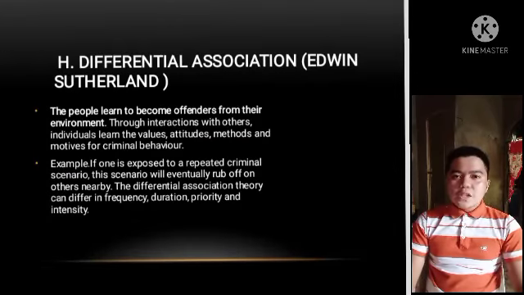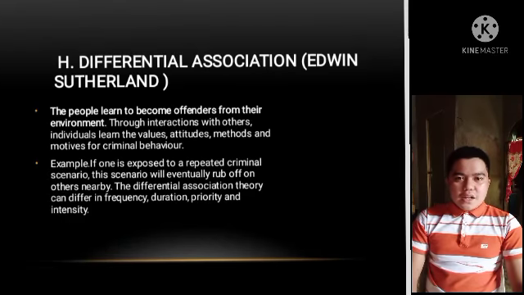Next, differential association by Edwin Sutherland. People learn to become an offender from their environment through interaction with others, and individuals learn the values, attitudes, methods, and motives of criminal behavior. For example, if one is exposed to a repeated criminal scenario, this scenario will eventually rub off on others nearby. Differential association can differ in frequency, duration, priority, and intensity.